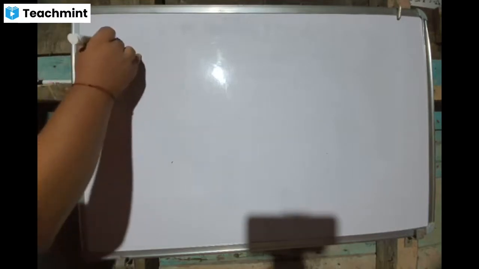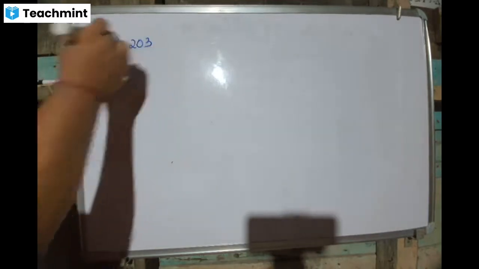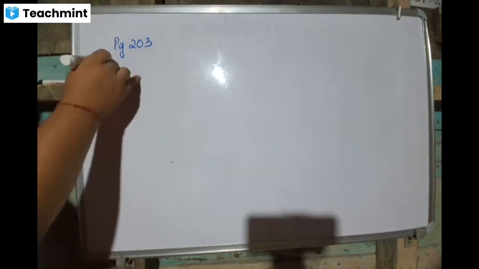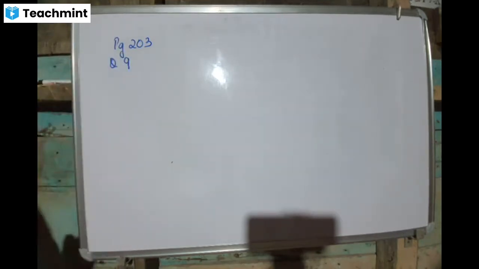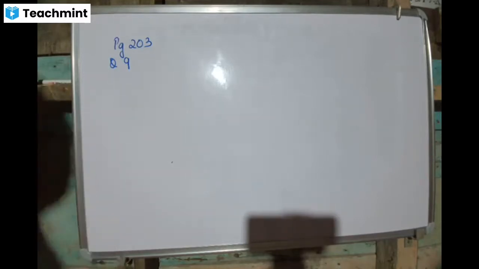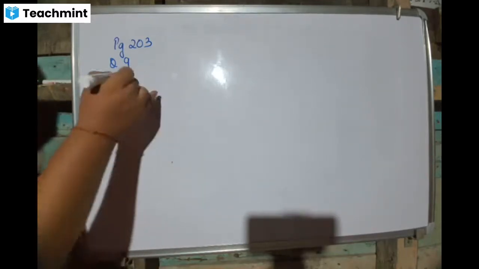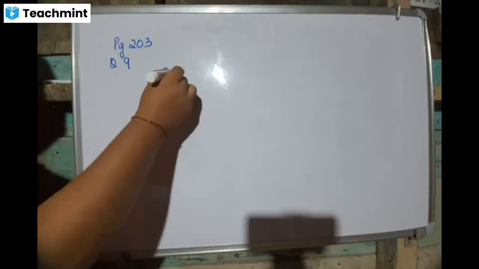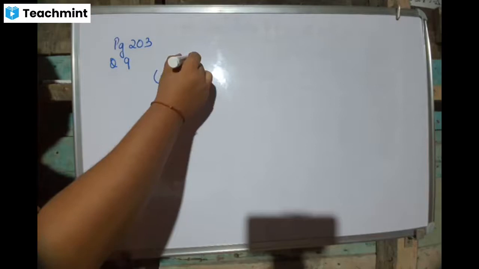So please write down page number 203, question number 9. There are 16 sub questions. We have to do all the questions. So let us start with the first one. Everyone, look at the board. The question is (x square plus 2x) whole to the power 4.